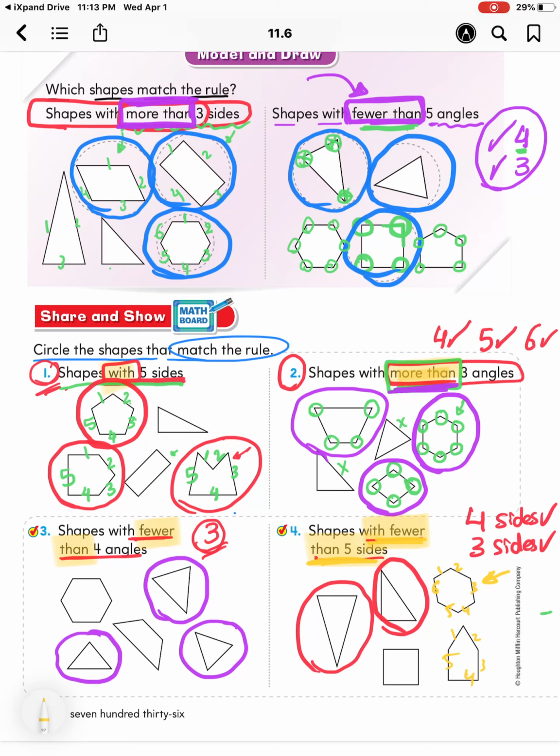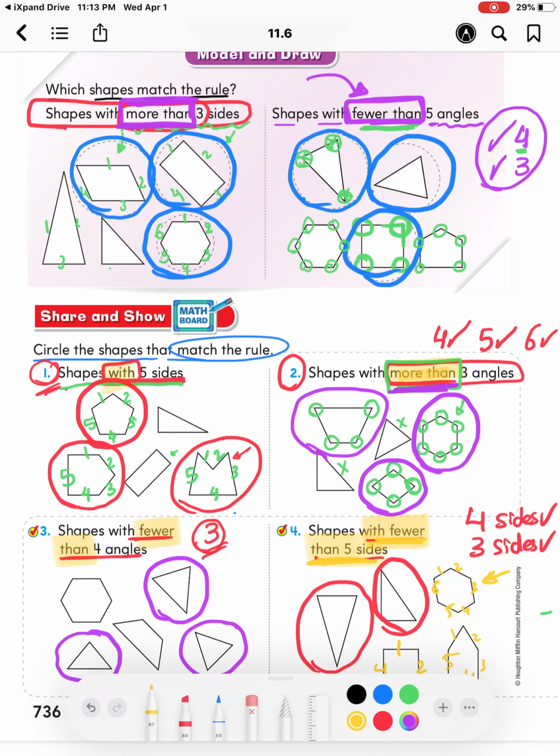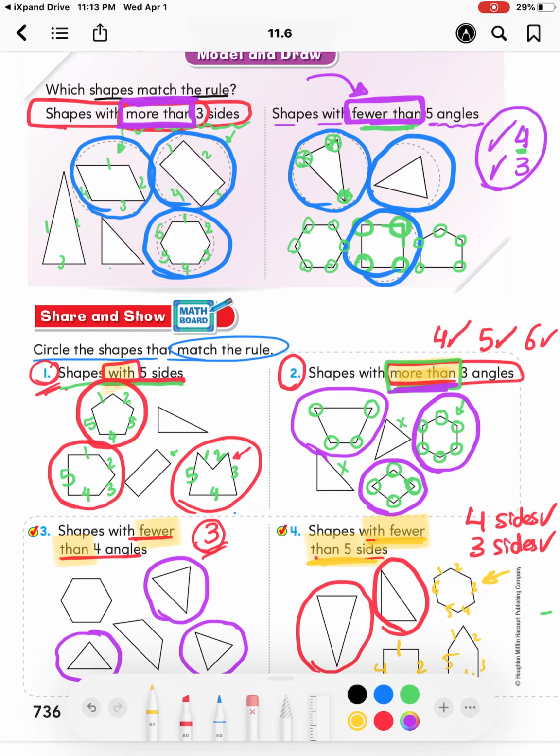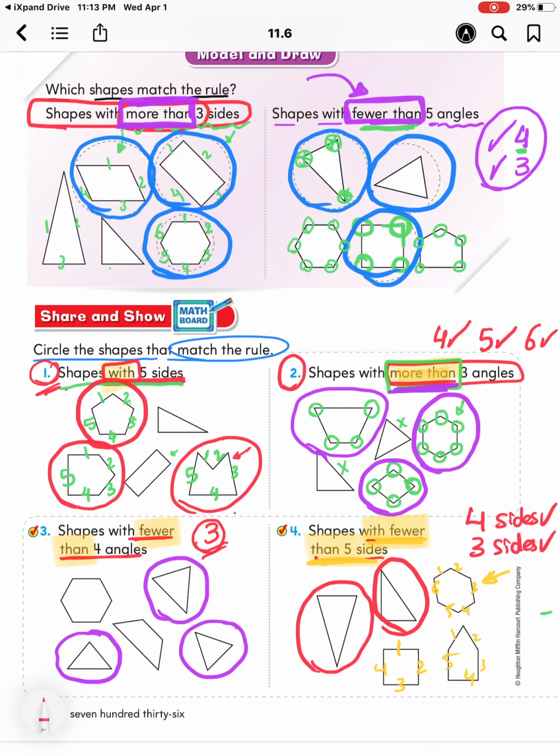Let's see our last shape. We have here a square, which means how many sides? 1, 2, 3, and 4. Does a square have fewer than 5 sides? Yes, it has 4 sides. So we will circle it.